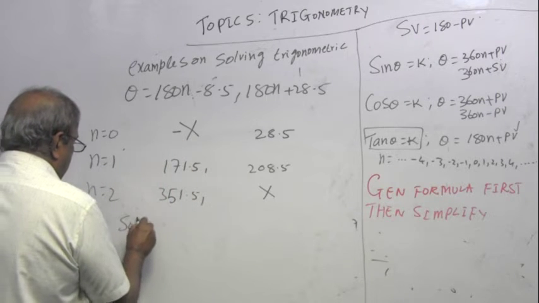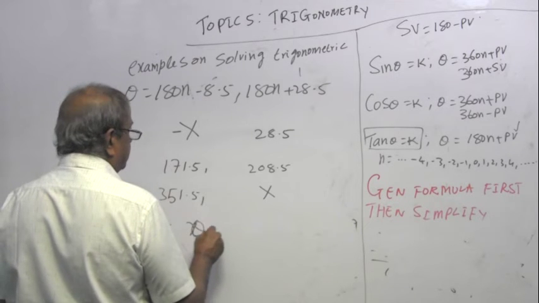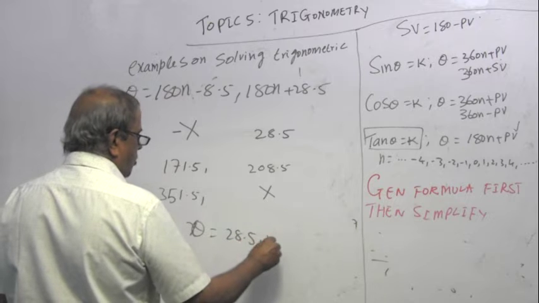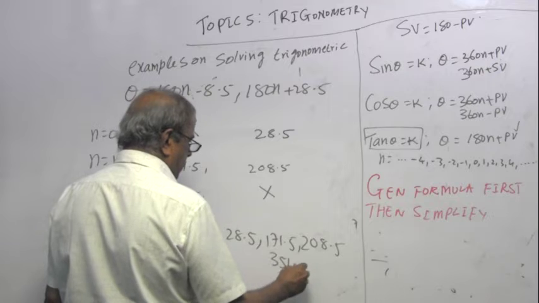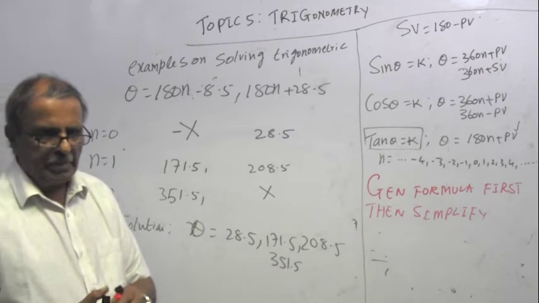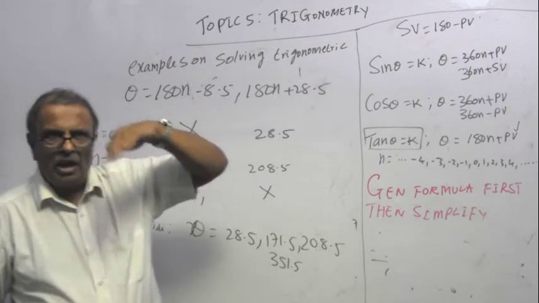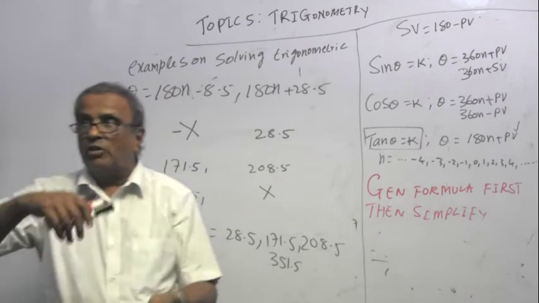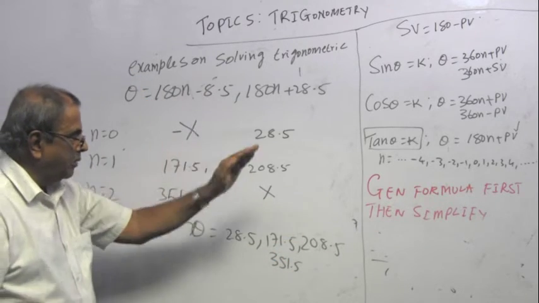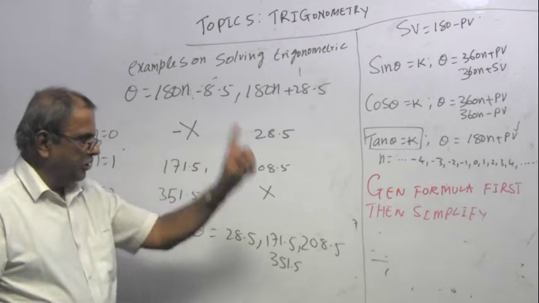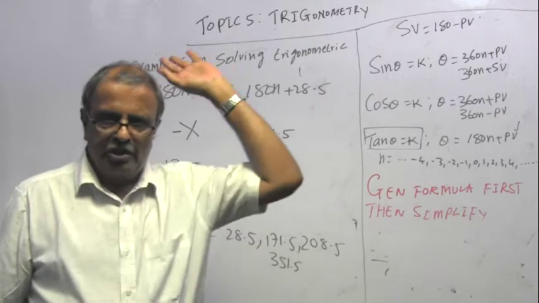So therefore, the solution is theta equals 28.5, 171.5, 208.5 and 351.5. See the advantage of this method compared to looking at the quadrant, going over a circle: there you have to decide how many times you are supposed to go, what happens if it goes to the second quadrant, do I multiply by 2, do I subtract this. We don't have to bother, you just have a formula, make theta the subject. The only thing you remember is, first write the general formula, then make theta the subject, then keep on putting values to get the answer.